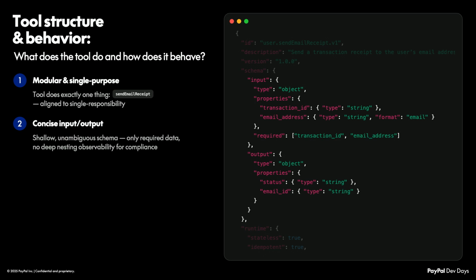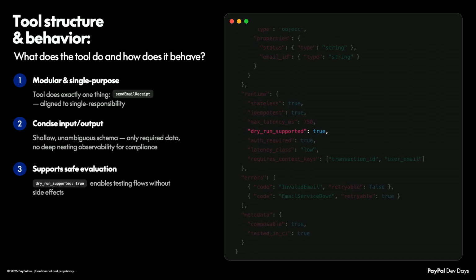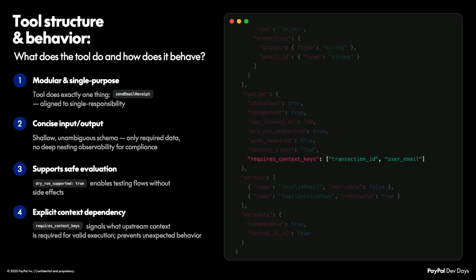Concise input-output, which is very similar to what we talked about earlier: an unambiguous schema, not too deep nesting, so your observability is in place. And then safe evaluation. Because agents involve a lot of offline evaluation, you certainly are sending the agentic toolkits out there, but you want to be able to see what their behaviors would be. Most of these are associated with an LLM, and LLM responses can be notoriously non-deterministic. So how do you test for all of that in an offline setup? You want to be able to have safe evaluation there.